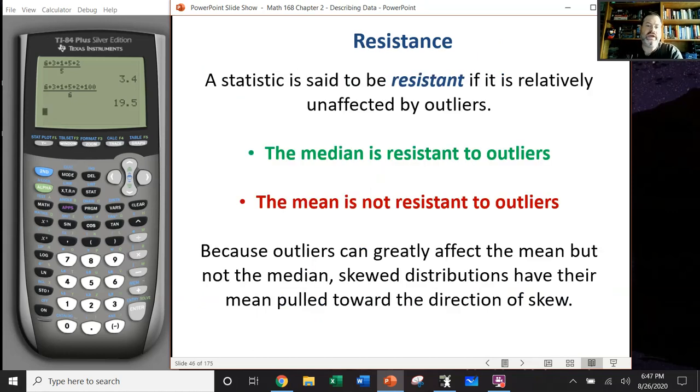And so that brings us to the idea of resistance. A statistic is said to be resistant if it is relatively unaffected by outliers. So we saw that the median didn't change very much when that outlier was added, so it's resistant. The mean changed a lot, so it's not resistant. And because outliers can greatly affect the mean, but not the median, skewed distributions have their mean pulled toward the direction of skew. So that's an important point.